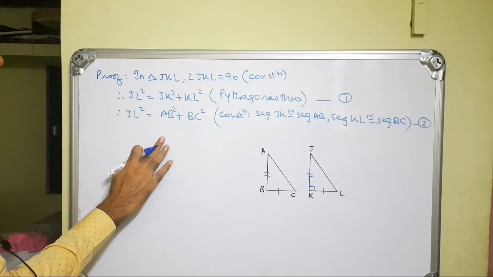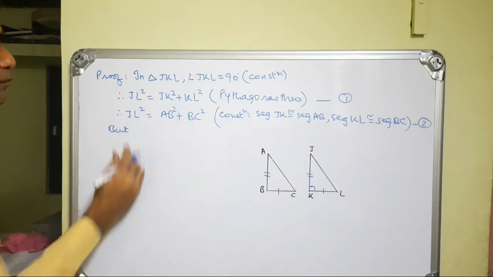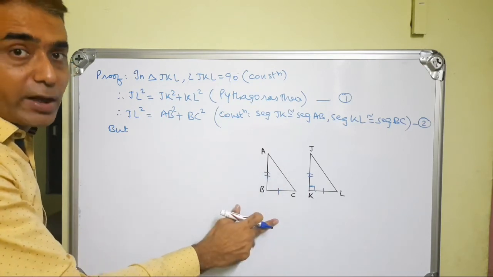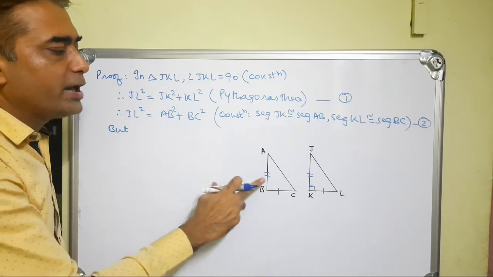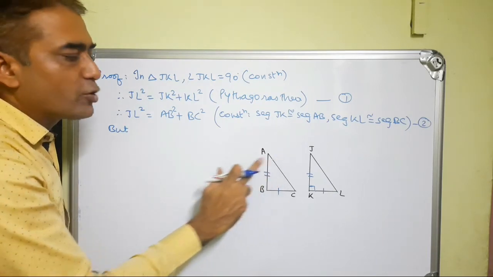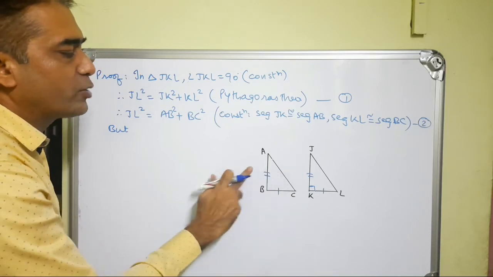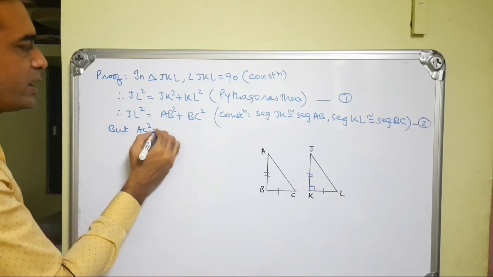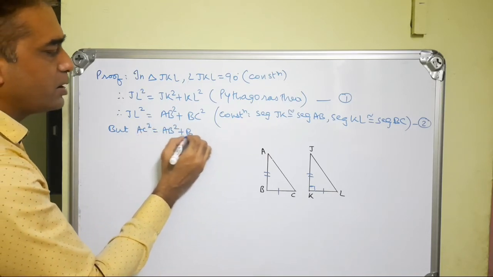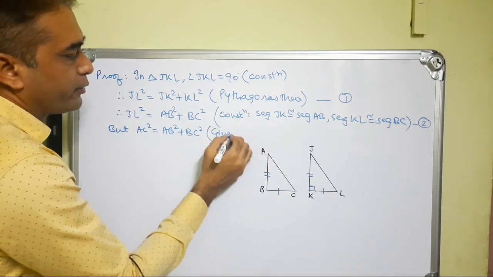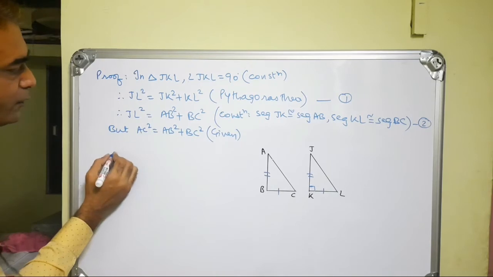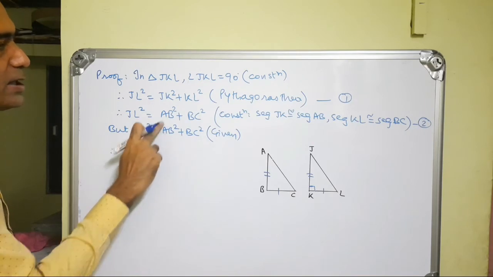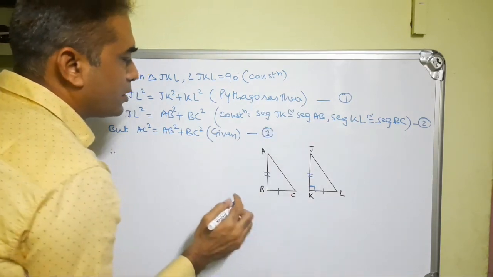This is point number 2. Now, but what is given is that AC square equals AB square plus BC square. This was given in the statement that if the square of one side is equal to the sum of squares of the remaining two sides, it means AC square equals AB square plus BC square. This was given. Let this be statement third.